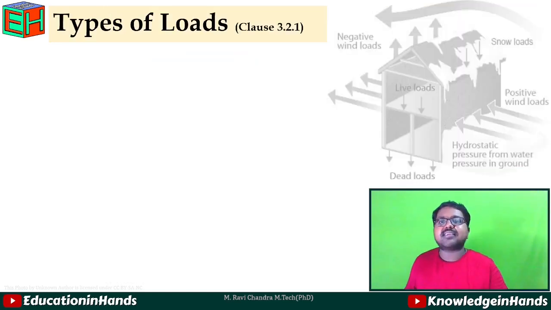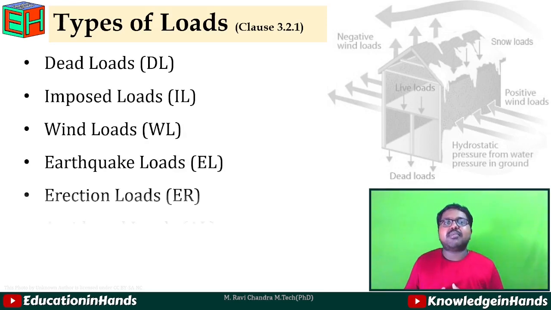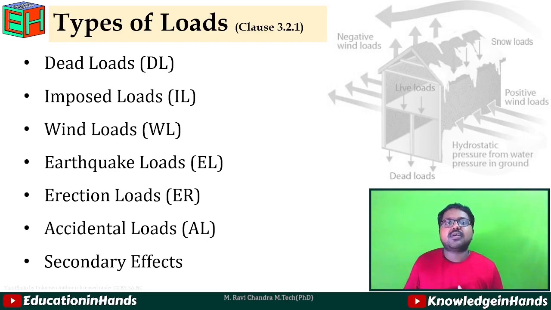According to IS 800 2007, clause 3.2.1, loads are defined into different types, from dead loads to secondary effects. Dead loads to accidental loads are the actual loads or forces acting on the structure, whereas secondary effects are associated with these loads and act on the structure to failure. Let us see these loads one by one, how we are going to calculate them, and what codal provisions are provided to calculate these loads in detail.